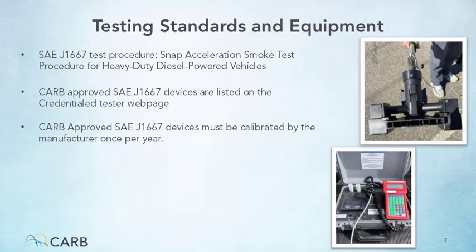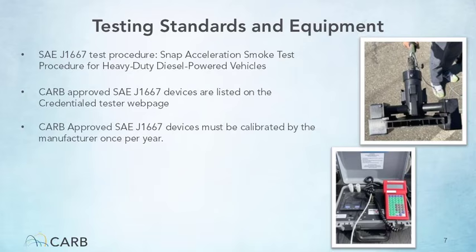Here, you will be able to download the document with further details on the test beyond what is discussed in this training module. You are also required to use a smoke meter that meets the SAE J1667 specifications. Information on smoke meter manufacturers who have stated that their meters meet the SAE J1667 specifications can be found on CARB's website as well.